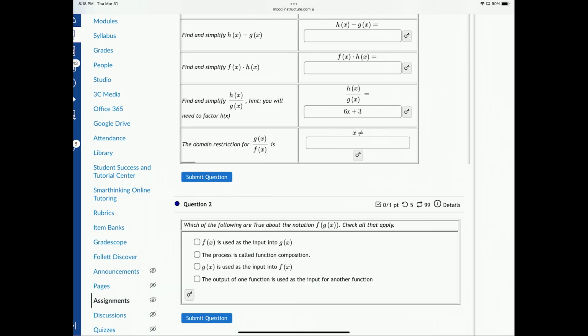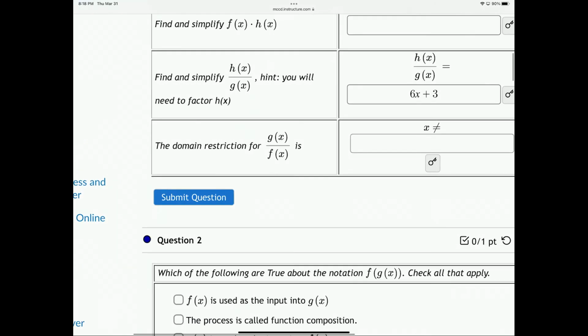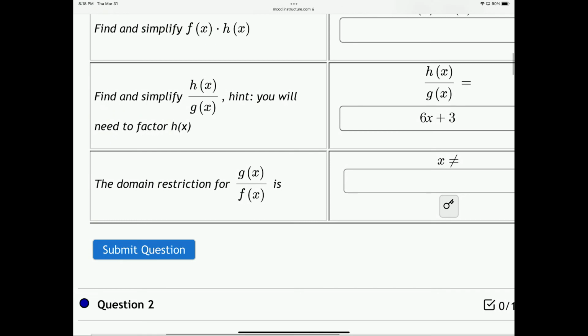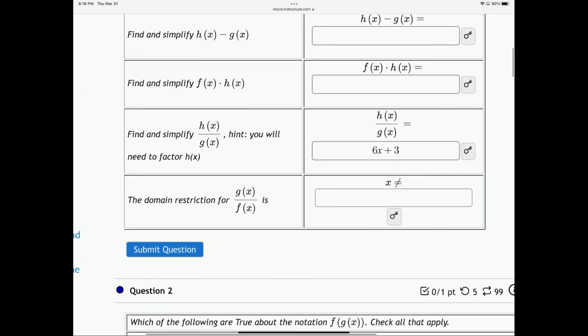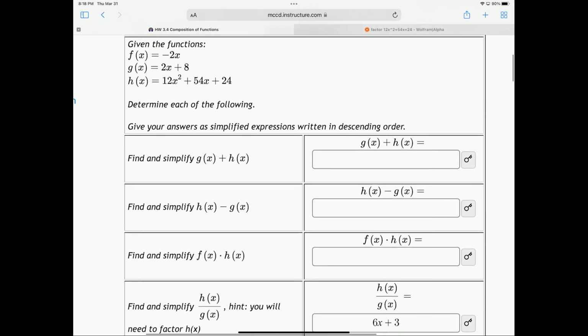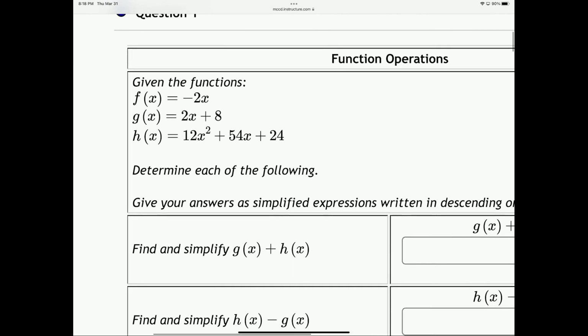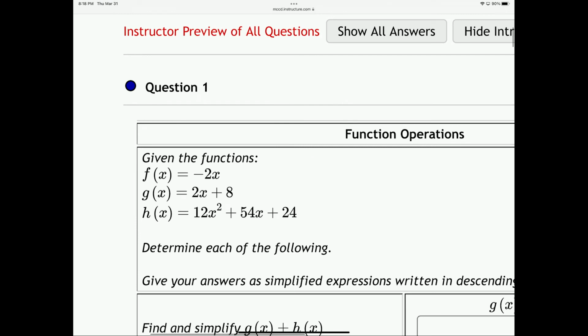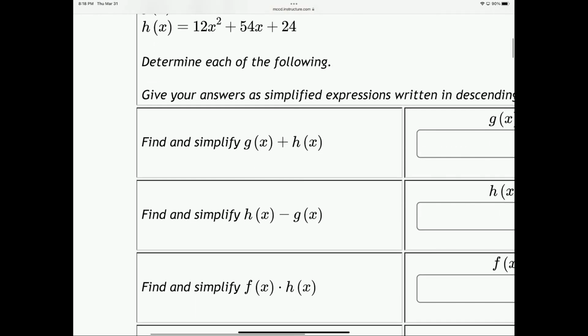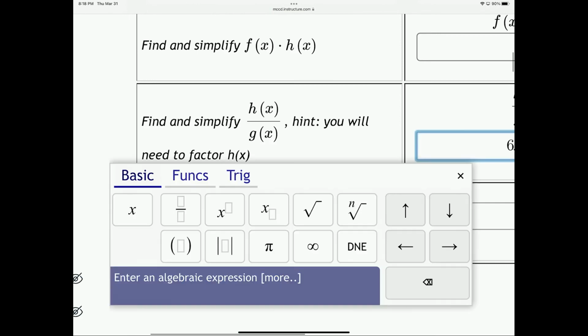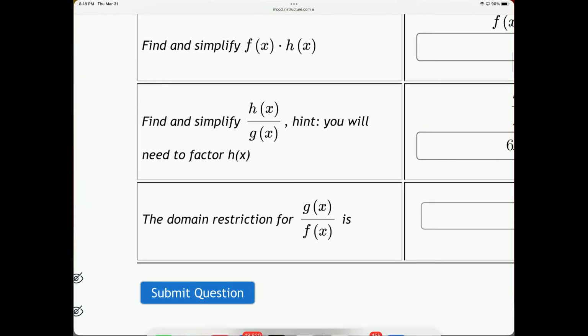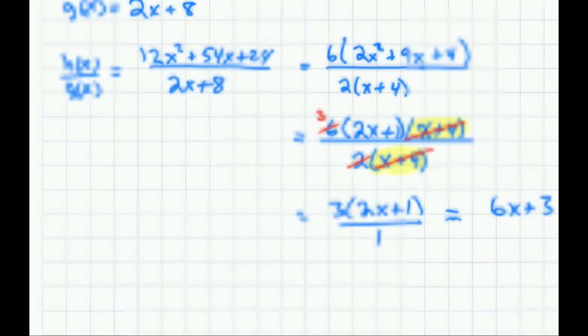Also, something not to be confused about is the bottom one here. It says the domain restriction for g of x over f of x is, and they're actually referring to the f up here, f of x equals -2. And the denominator would not be allowed to be 0, right? So if you have an f of x on the bottom, oops, sorry.